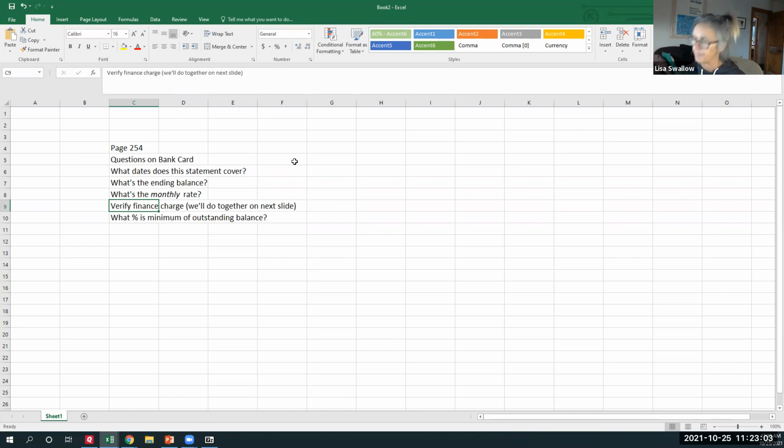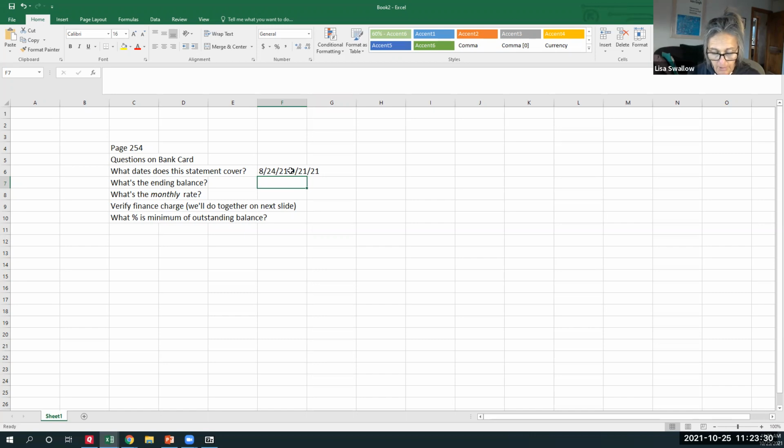Okay, first question, what date does the statement cover? So I'm looking up in the top right-hand corner of the statement, and the dates are the 24th of October through the 21st of September. Second question, what is the ending balance? How much do I owe?